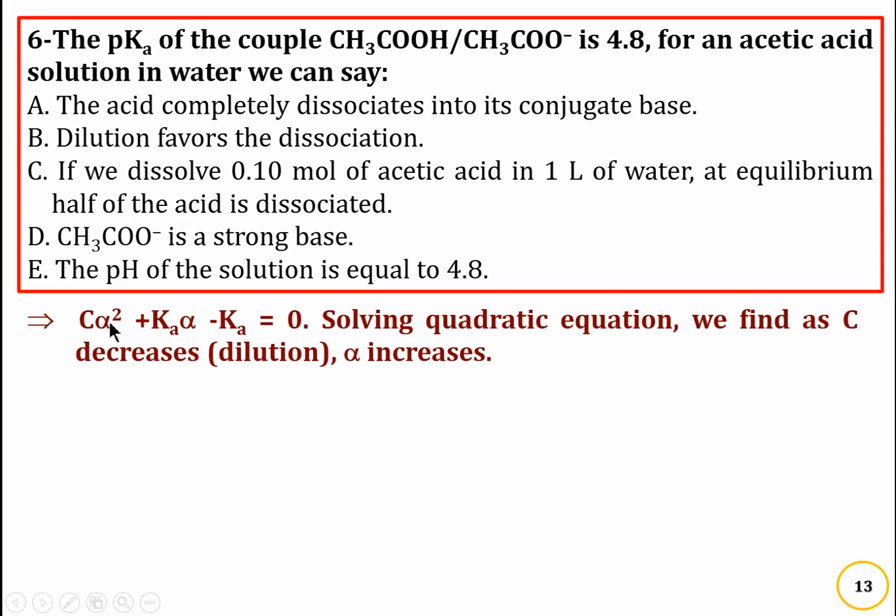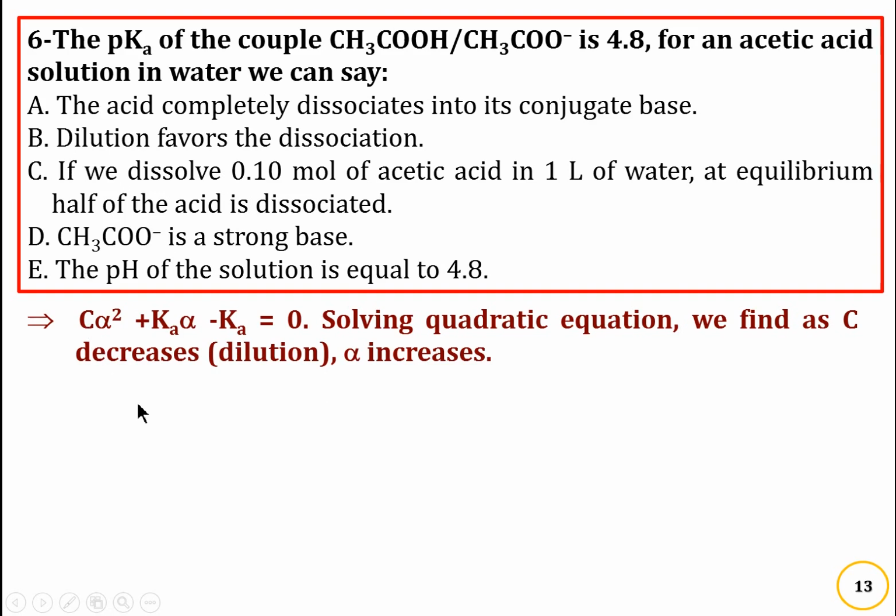So C alpha squared plus Ka alpha minus Ka equals 0. According to this quadratic equation, we will find a relation between C and alpha, and you will observe that as C decreases, so in case of dilution, alpha increases. This is the answer of part B.